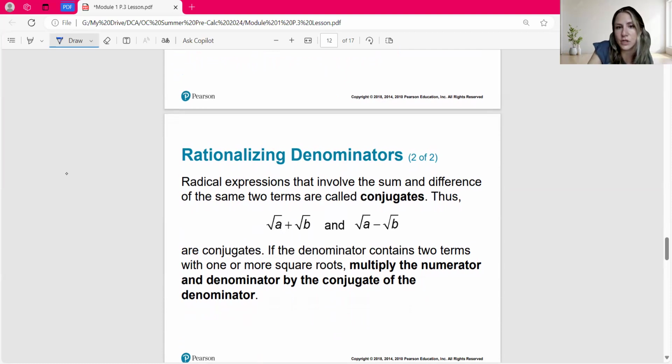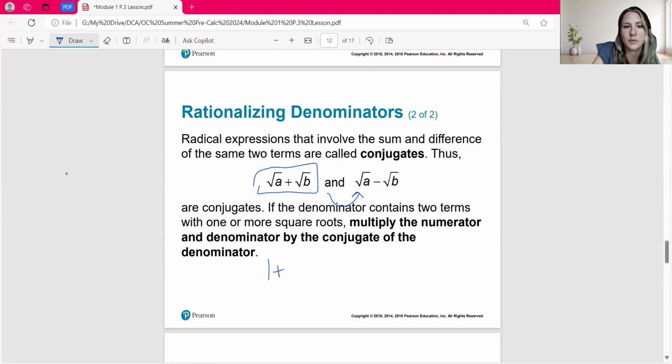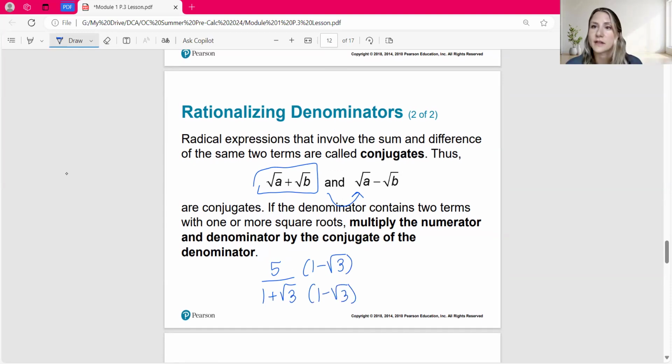Conjugates are, if we have two terms, we just change the sign. So if this was in your denominator, this is its conjugate. It's the exact same thing. One's just positive and one's negative. And this helps us rationalize the denominator. I can give you some examples. If the fraction was like 5 over 1 plus square root of 3, the conjugate is 1 minus square root of 3. And you'll see, I'll show you the example. Multiplying by the conjugate helps to remove this square root in the denominator.